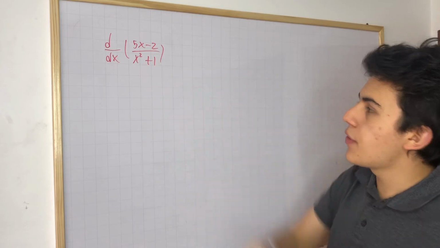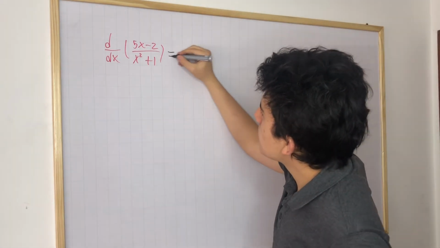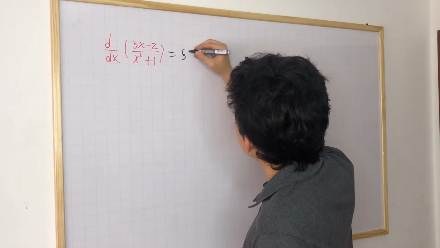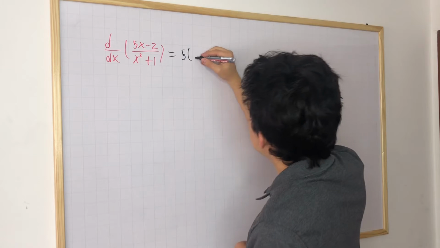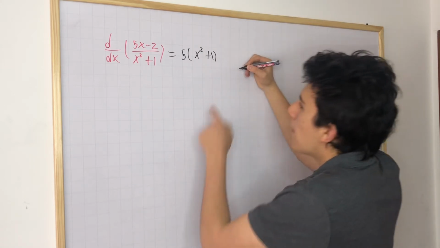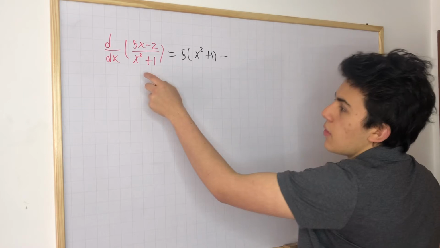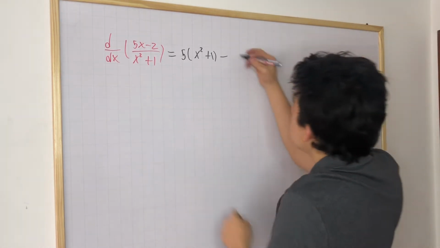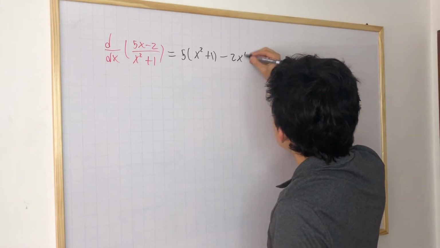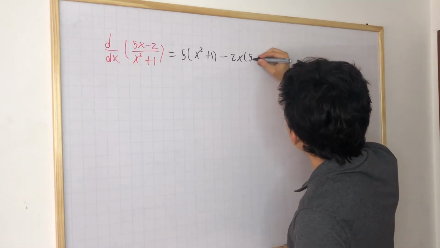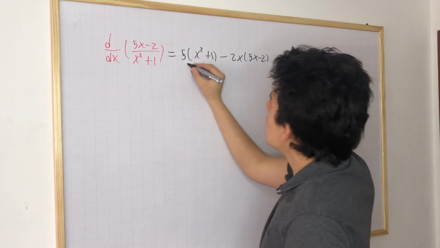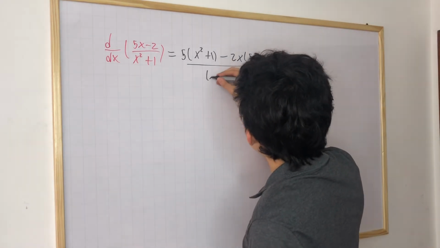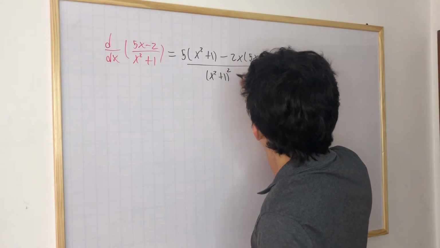What is the derivative for this function? So remember what we did. We're gonna take the derivative of the top, so the derivative of this is just gonna be 5, times the bottom, x squared plus 1, minus the derivative of the bottom, so you're basically just switching what you're doing. So now the derivative of the bottom, which is just going to be 2x, times what you have on top. So you get 5x minus 2. And all of this is going to be divided by the bottom squared. So we're going to have x squared plus 1 squared.